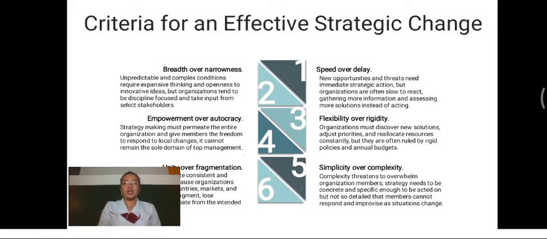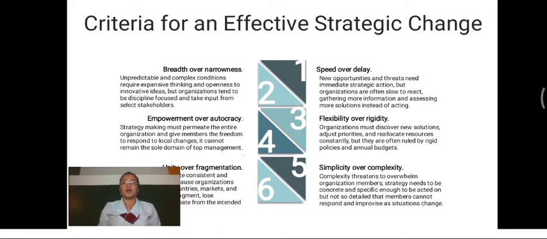Next is empowerment over autocracy. Why are organizations implementing change? It is because they want to improve the whole organization together with its members. From the word itself, empowerment, the organization must give its members the freedom to respond to these local changes, not just give this opportunity of adopting change to the top management.